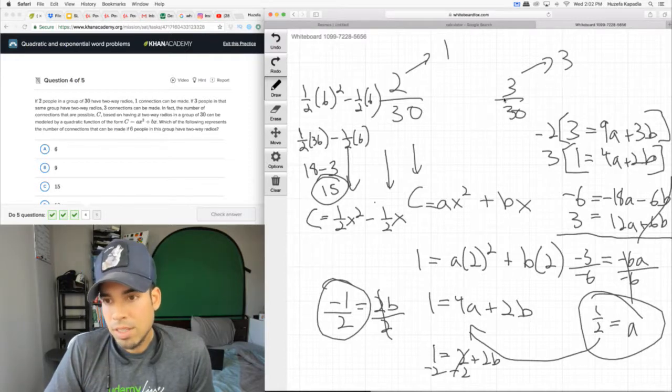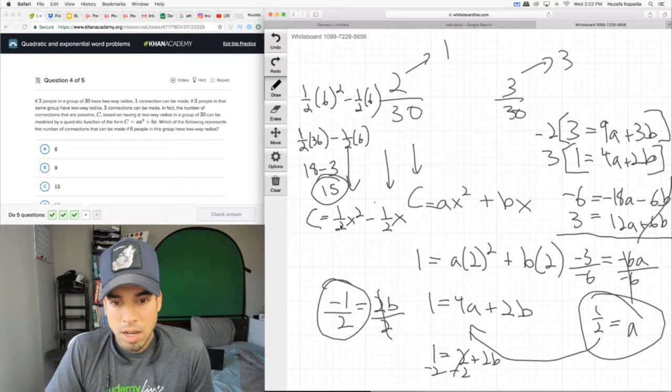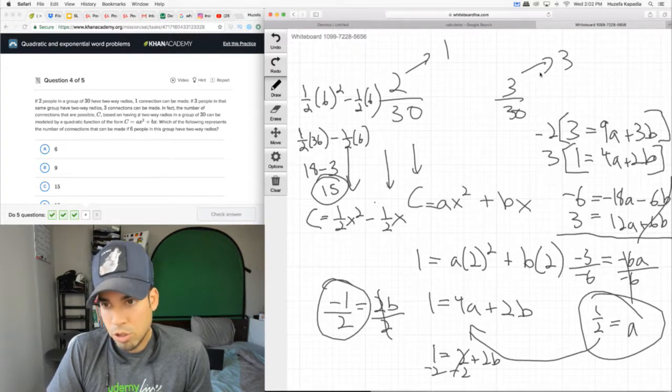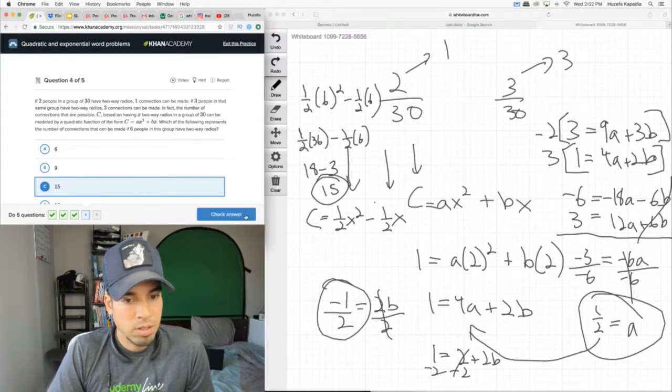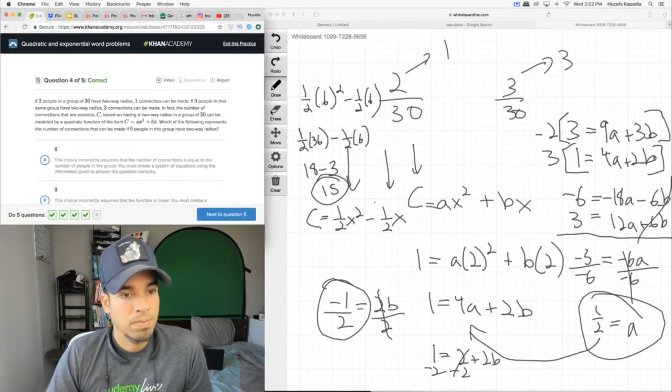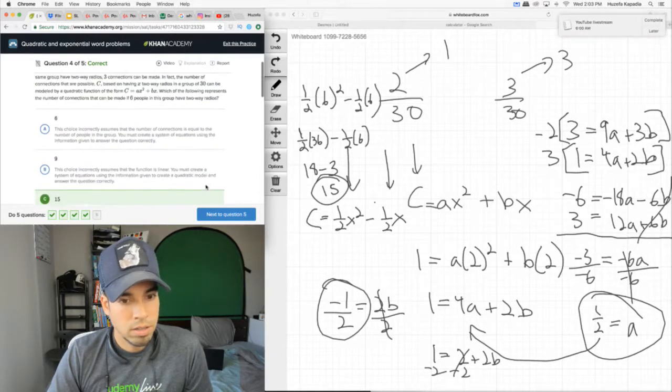If I did plug 3 into this equation, let's just make sure that's right, I would get 9 times 1/2, so 4.5, minus 1.5, which is 3. So I think it works. And 15 should be the correct answer. Let's see if we're right. And that is correct.